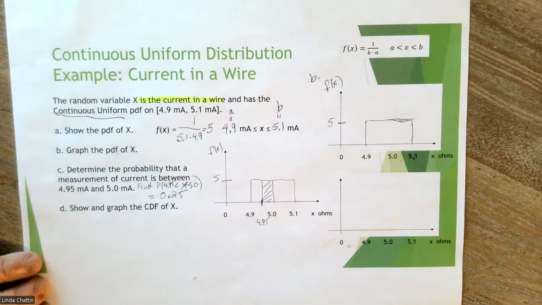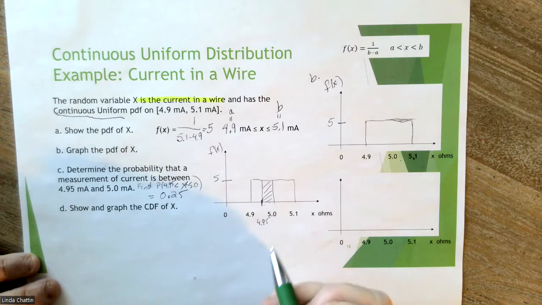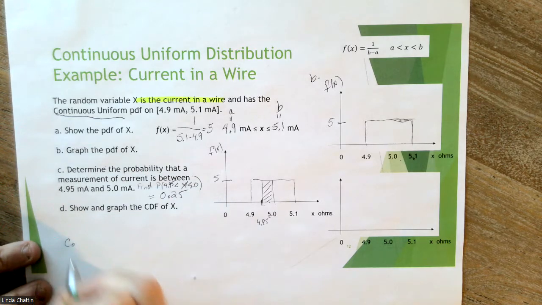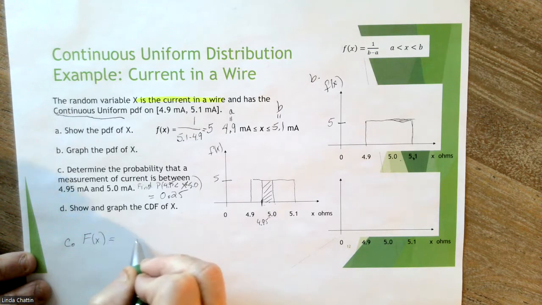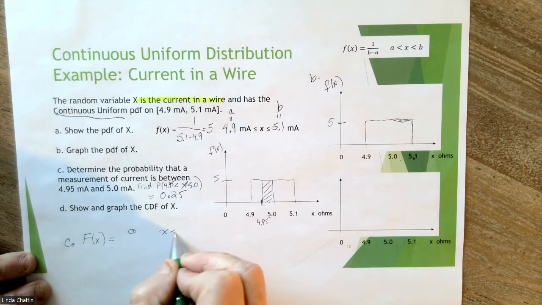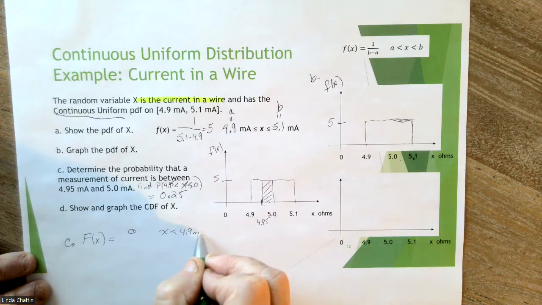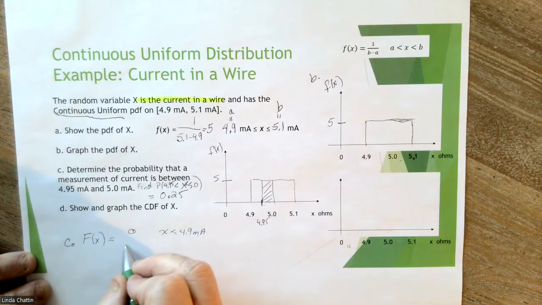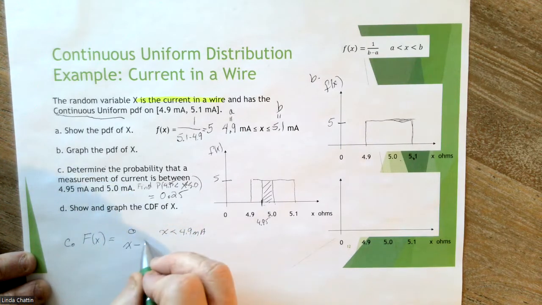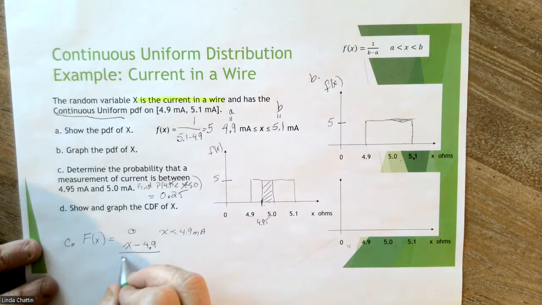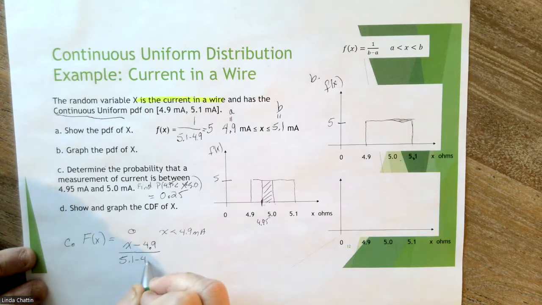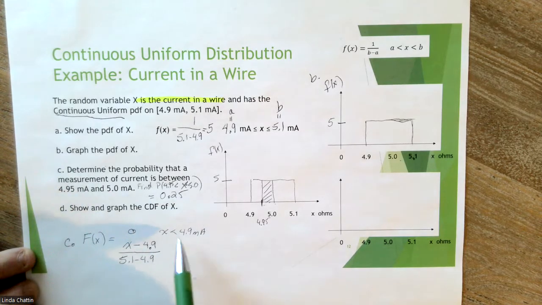0.25. Another way to do part C, though, if you wanted to, remember what the CDF is. We could say that the CDF is 0 whenever X is less than 4.9 milliamps. And it's equal to X minus A over B minus A, which was that 5.1 minus 4.9. And that's good for X between 4.9 and 5.1.